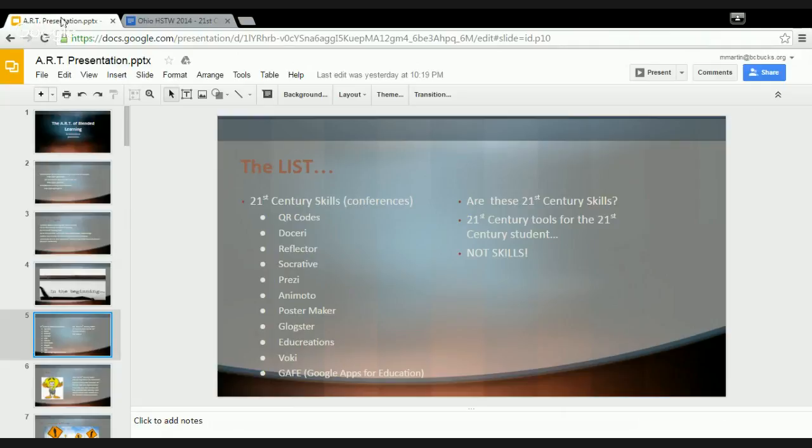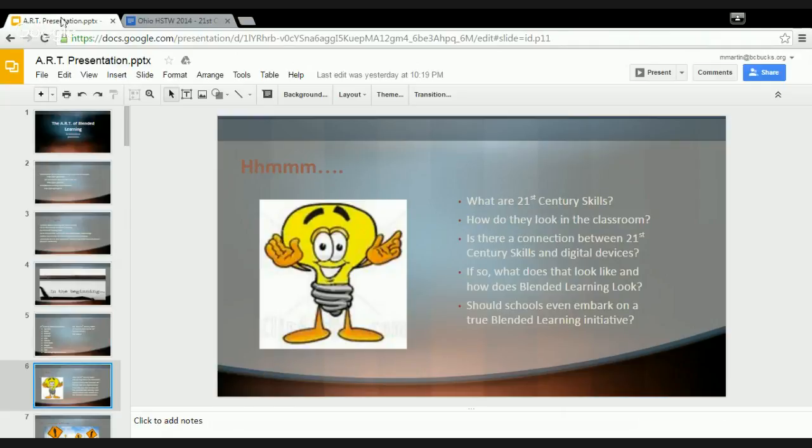So that's kind of what got me in this whole process of really looking at blended learning and how 21st century skills play a role in that process. So it got me thinking, what are 21st century skills? How do those skills look in the classroom? Is there a connection between 21st century skills and the digital tools that students use? If there is, what does that look like? And how does blended learning look? What does that look like?